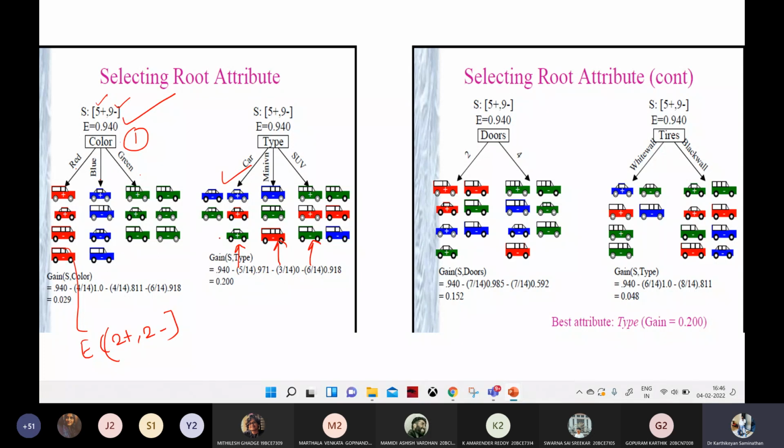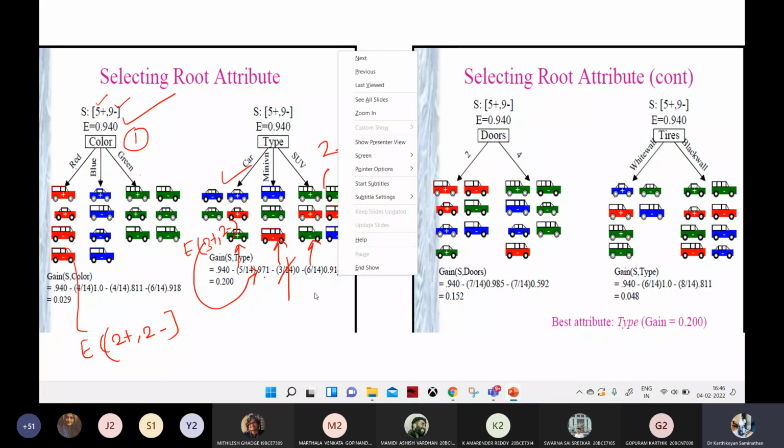This 0.71 is nothing but the entropy of how many positive? 3 positive plus 2 negative. That is nothing but 0.971. Here there are 0 positive, 3 negative, so this will obviously become 0. When you take log 0, it is 0, so this parameter will go to 0. Then 6 by 14 into here, 2 positive, 4 negative. So the entropy value is 0.918.